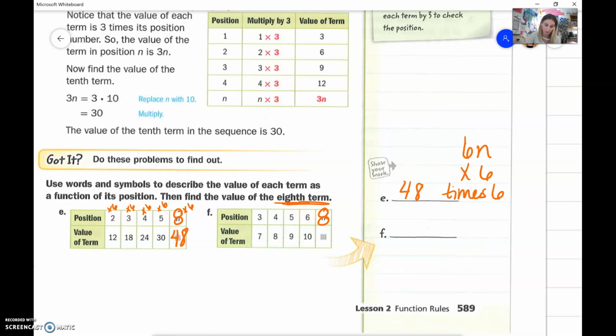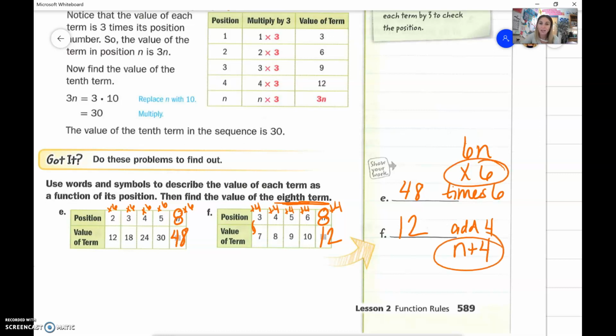Let's take a look at the next one. How do I find the relationship from here to here? Well, 3 to 7, well, I wonder if I add 4, 3 plus 4 is 7, so I wonder if adding 4 works. 4 plus 4 is 8, that works. 4 plus 5 is 9, that works. 4 plus 6 is 10, that works. So therefore, my rule is adding 4, 8 plus 4 is 12. So we believe that the answer is 12, and we would say add 4, or we would take n plus 4. Obviously, the way that you should write it is with the variable.